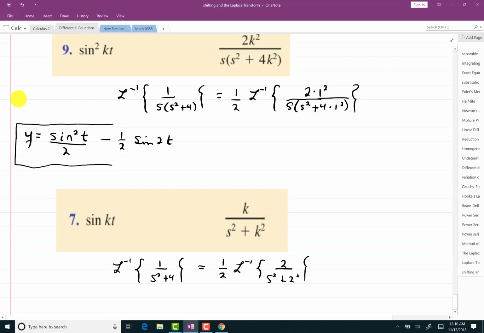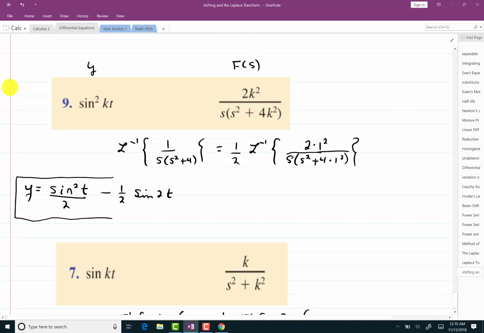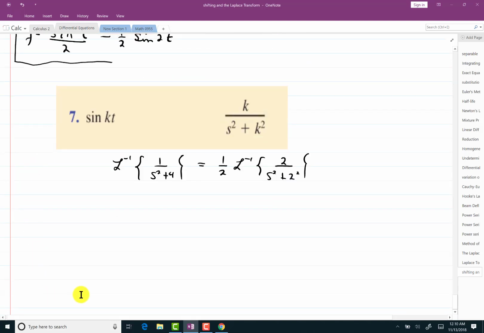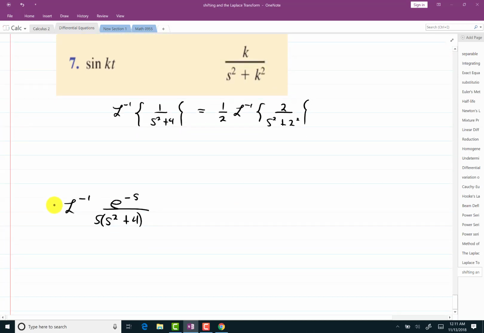And then all that's left is for me to deal with this e to the negative s business over s times s squared plus 4. So let's see what the table has in store for us there. In anticipation of that, we are working this. Do I have a coefficient in front of it? I do not, but I have a minus sign. Let me go ahead and find anything on the table that resembles this. So let's take a look in the book.